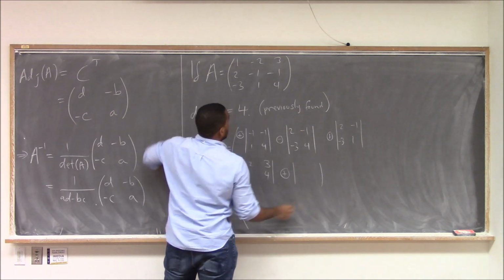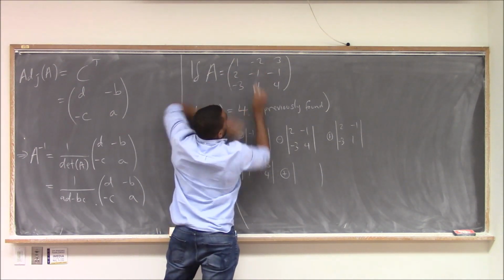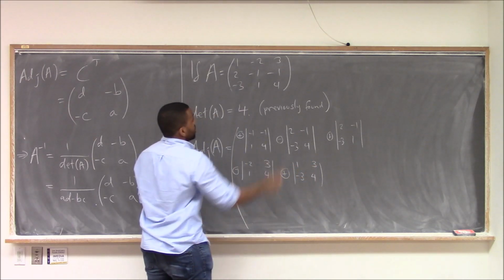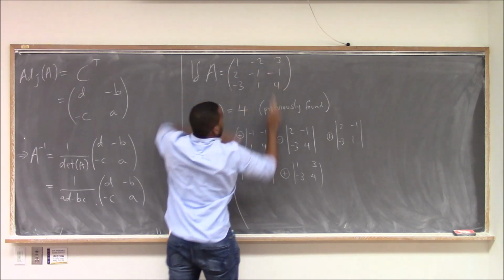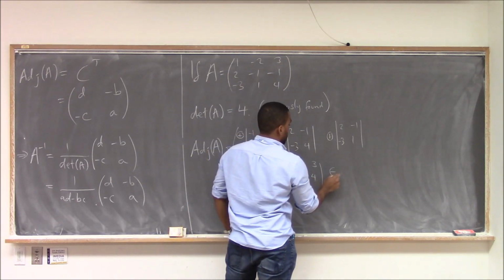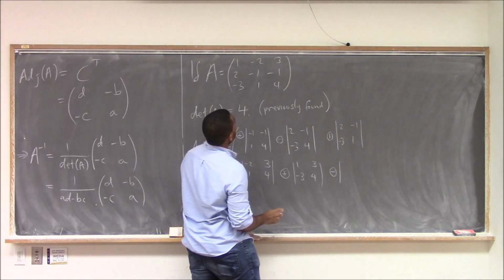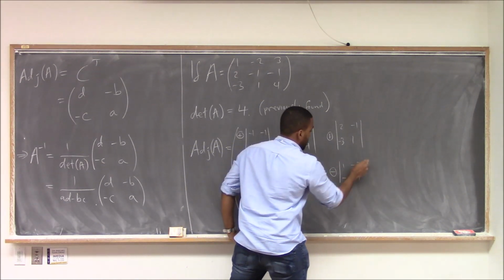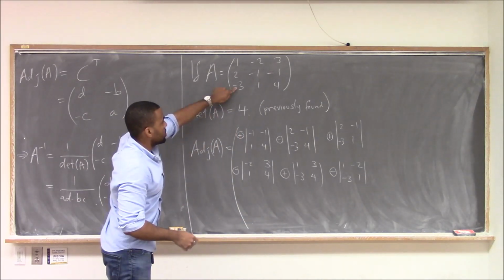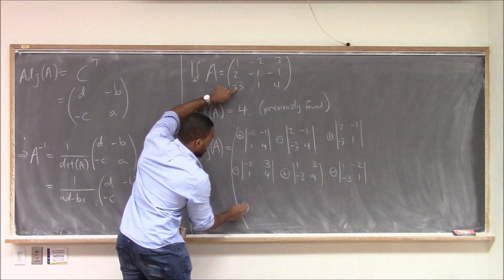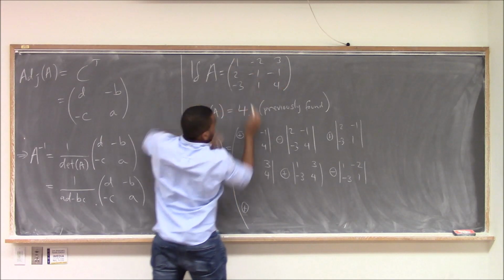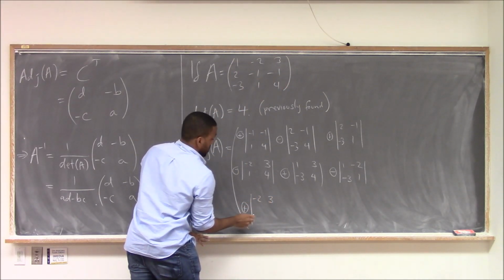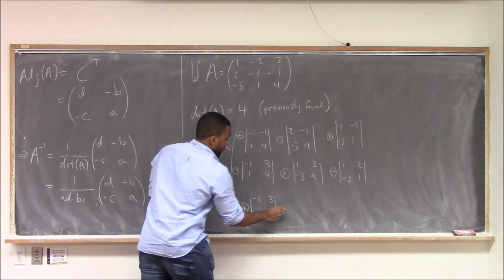Plus. Move on to this guy. Block out his row, his column. That's going to be 1, 3, minus 3, 4. Move on to this guy, block out his row and his column. That's going to be a minus. And that's going to be 1 minus 2, minus 3, 1. Move down to this guy, plus, block out everyone in his row and his column. Minus 2, 3, minus 1, minus 1.